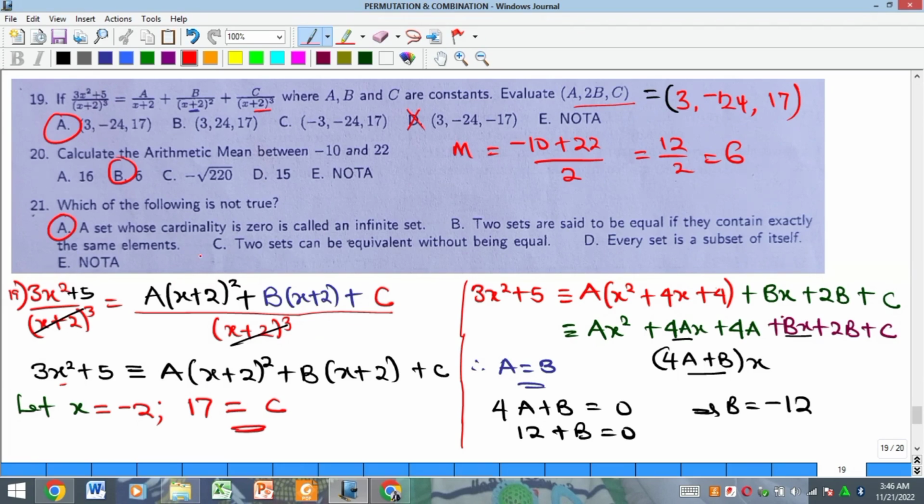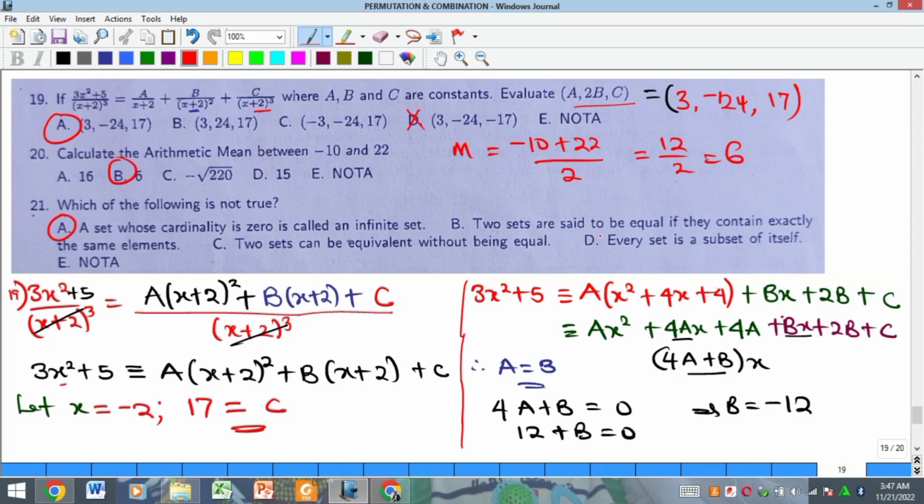Because if the cardinality of a set is 0, it means it's not a set. So you can actually determine the cardinality. It's part of the definition. An infinite set is a set for which you cannot determine the number of elements. So that means this is not true. You can check the next one.